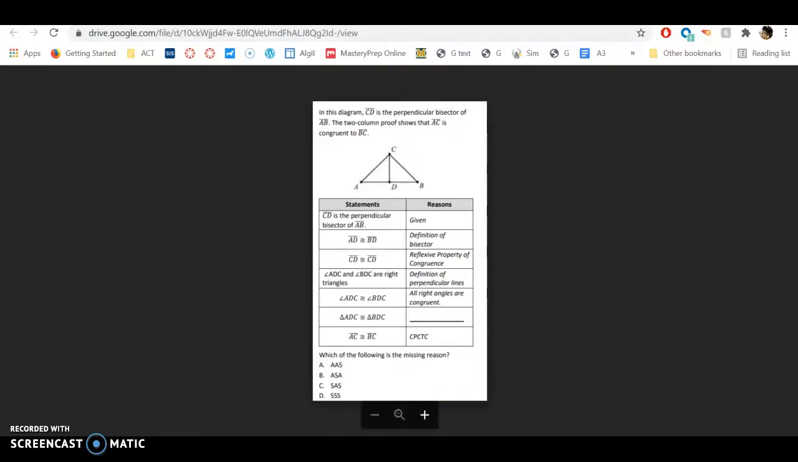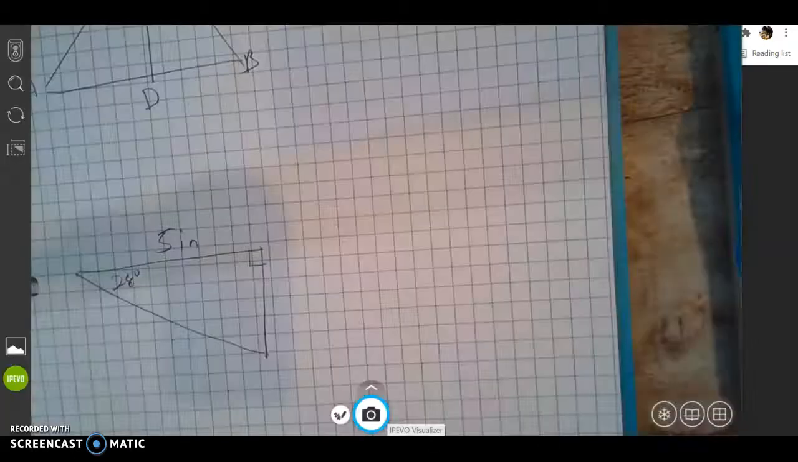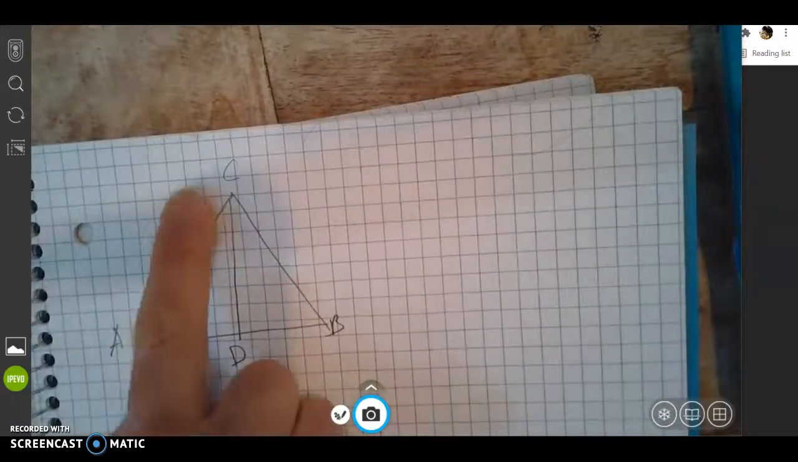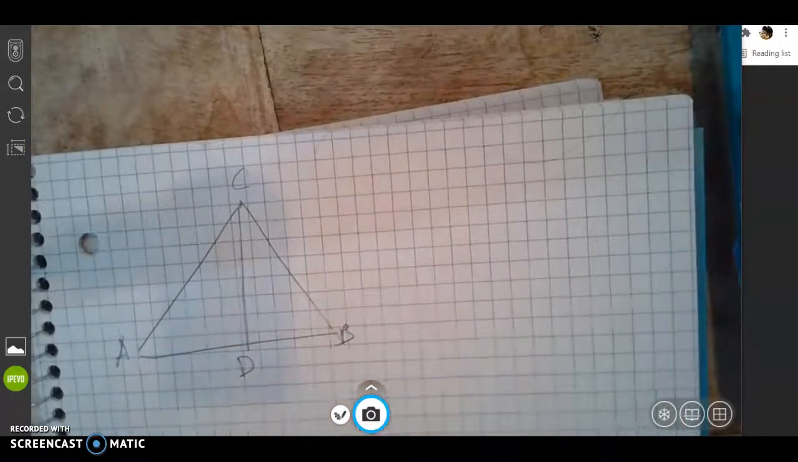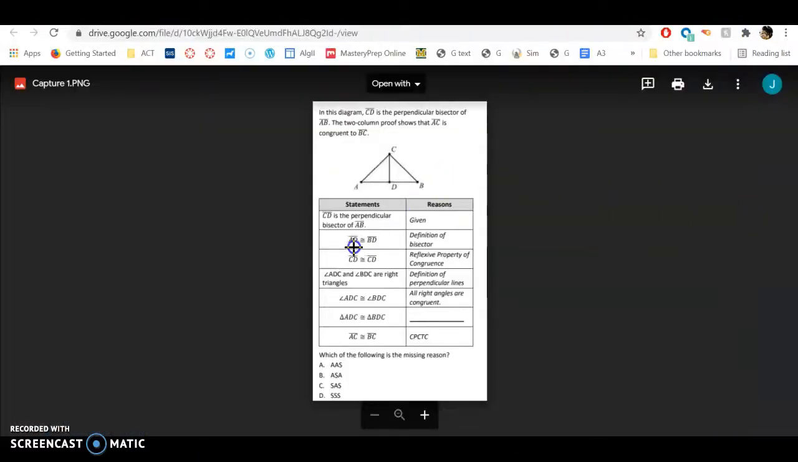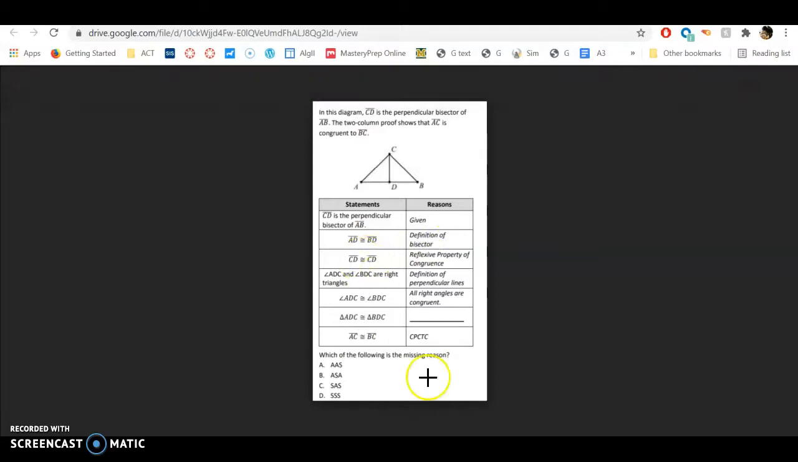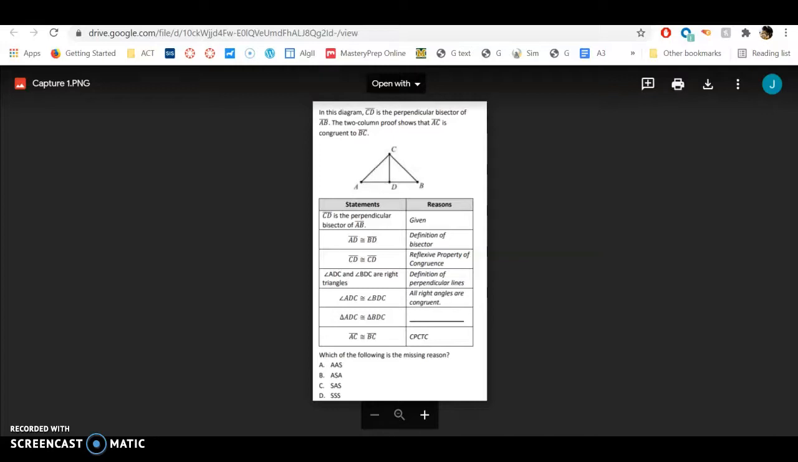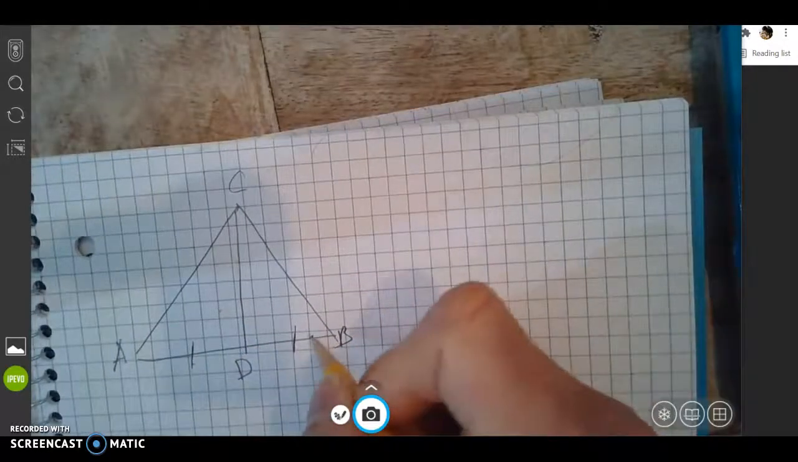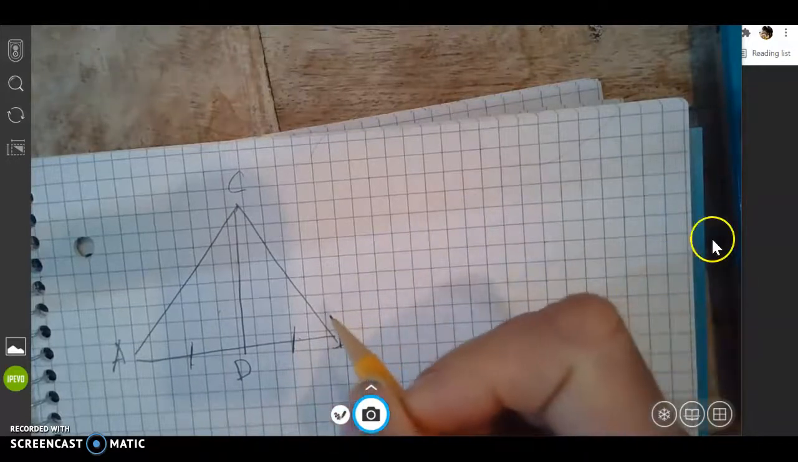All right, here it is. Let's check it out. So here's my picture right here. I got ADC and BDC. So I have no markings right now. I'm just going to go off what it says here. Okay, so AD is congruent to BD, definition of a bisector. So I'm going to add that to my picture. AD and BD are congruent. Okay, that's one side.